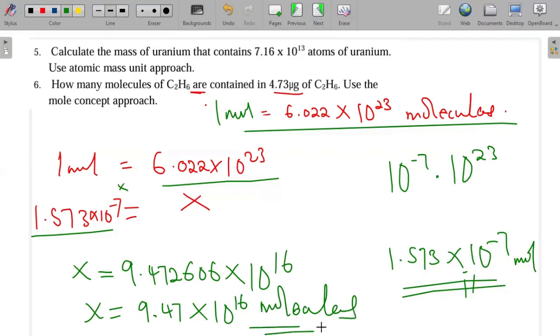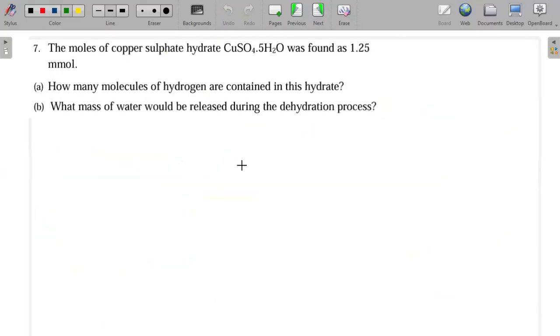Okay, so that will be our answer there. Okay, we're done with this. Let's look at the last question, which is question 7.